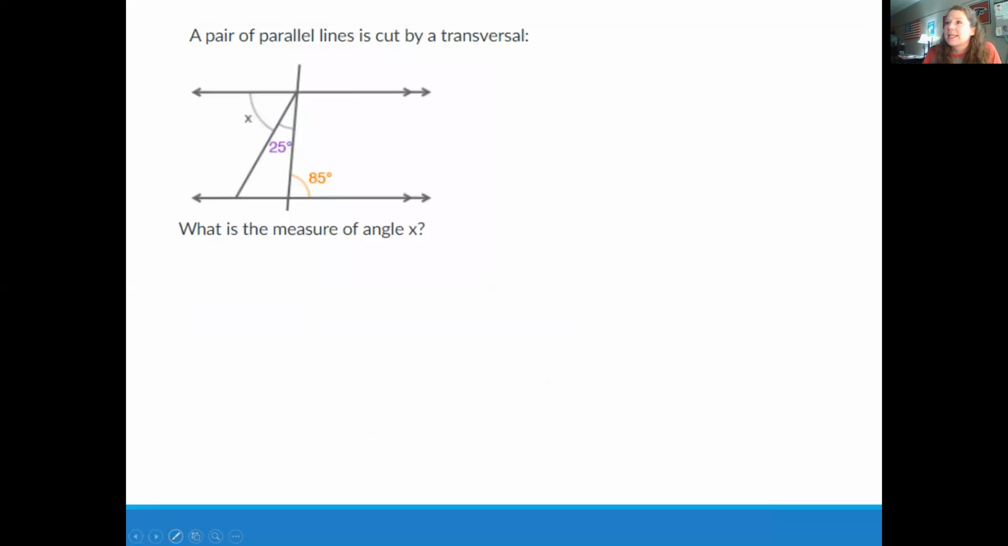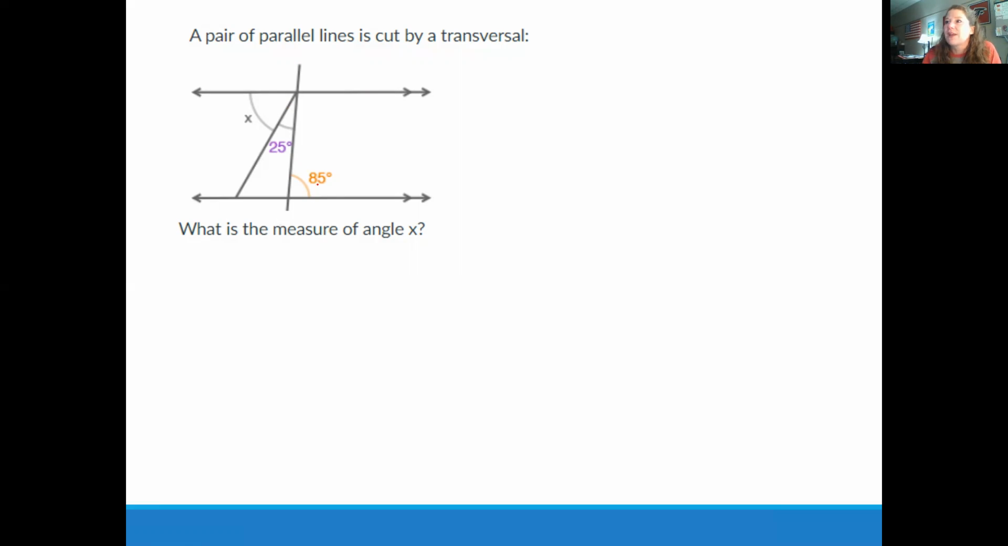All right, now let's look at these. So we have a pair of parallel lines and we have a transversal. So this is a transversal because it crosses both parallel lines. Well, as soon as you put a transversal that crosses parallel lines, you create all those angles we just talked about. Well, one of the angles is alternate interior angle.